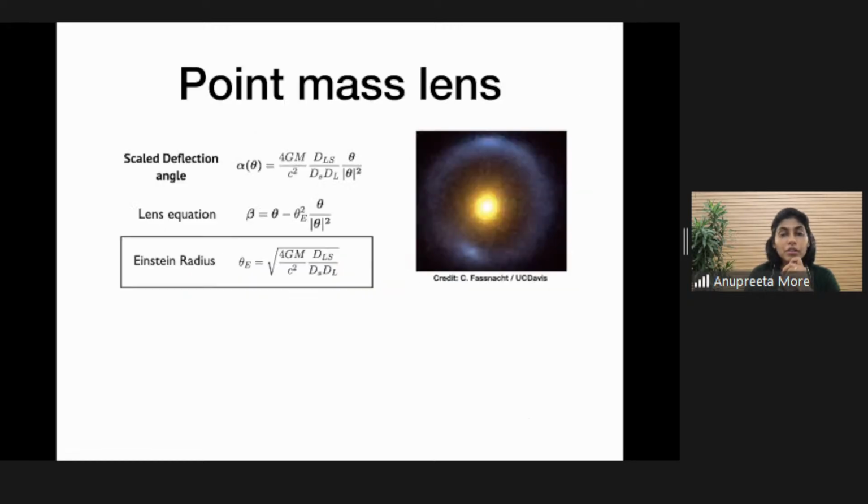So I want to talk about a couple of models that are analyzed or studied typically for different types of lenses and what we expect to see in such cases. One of the simplest models to consider for the lens is a point mass lens. In this case, the scale deflection angle is given by this expression here.